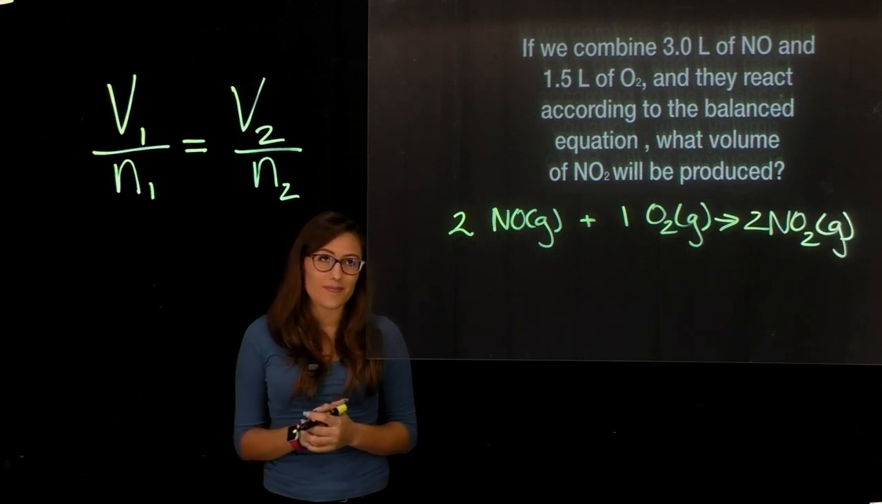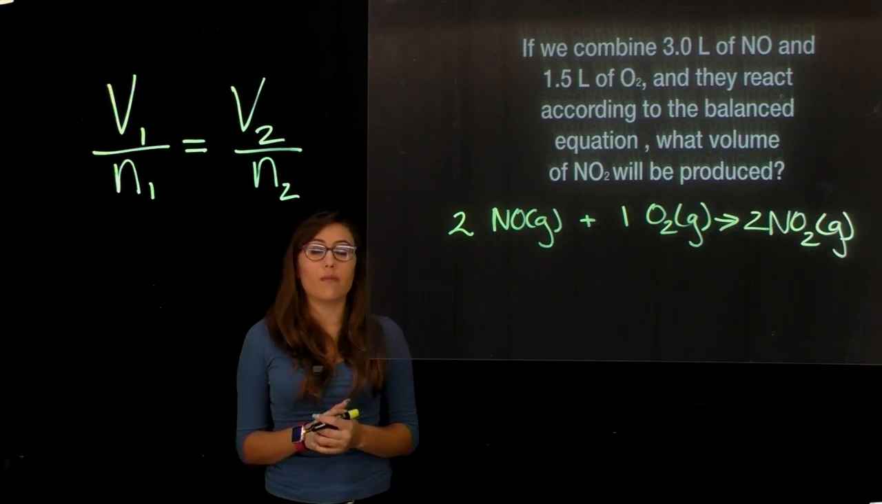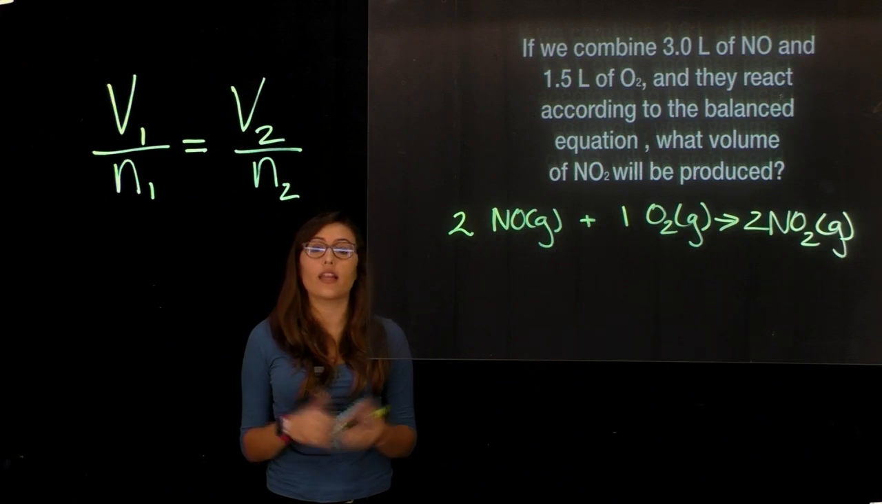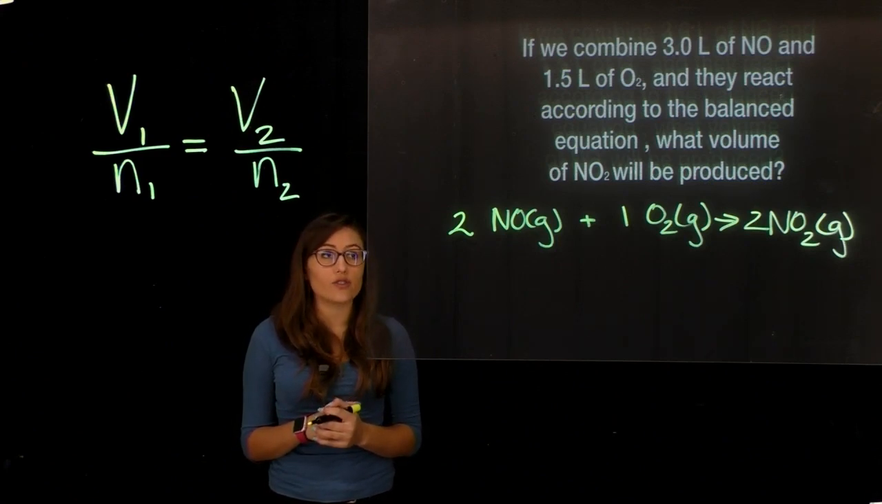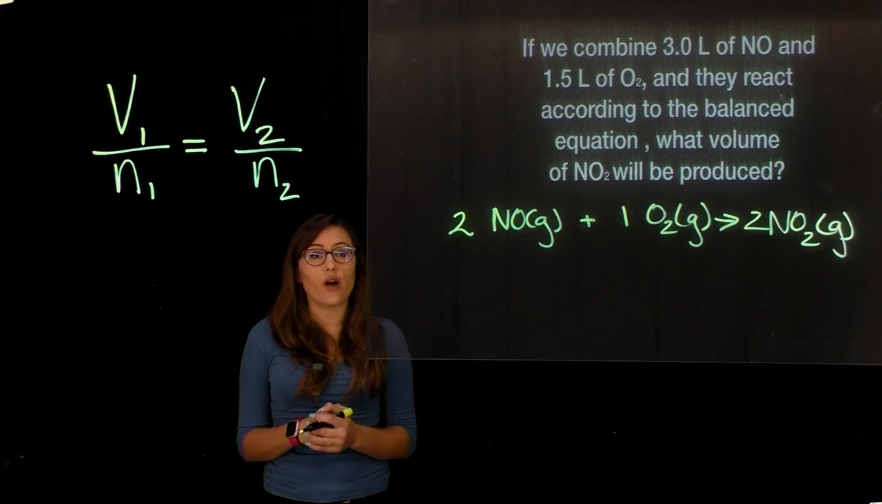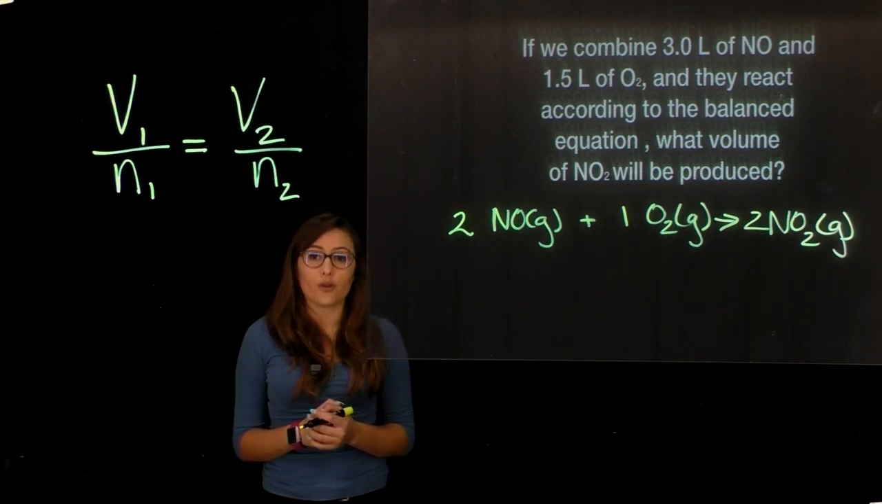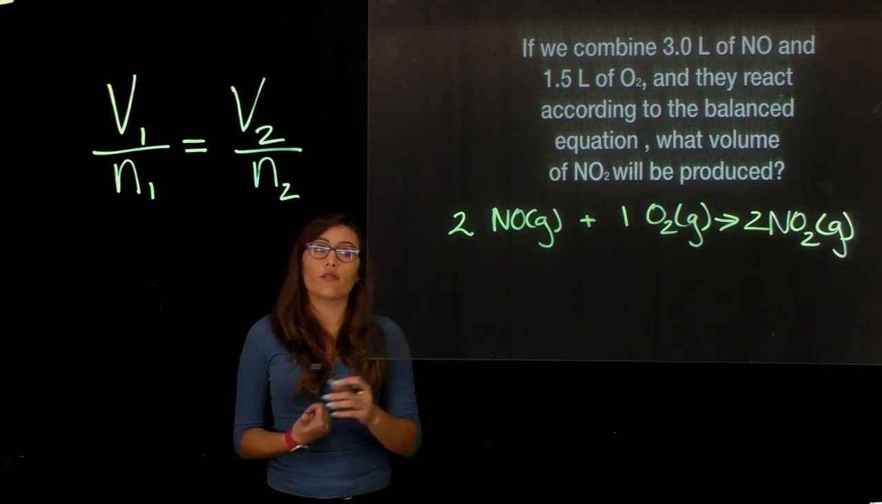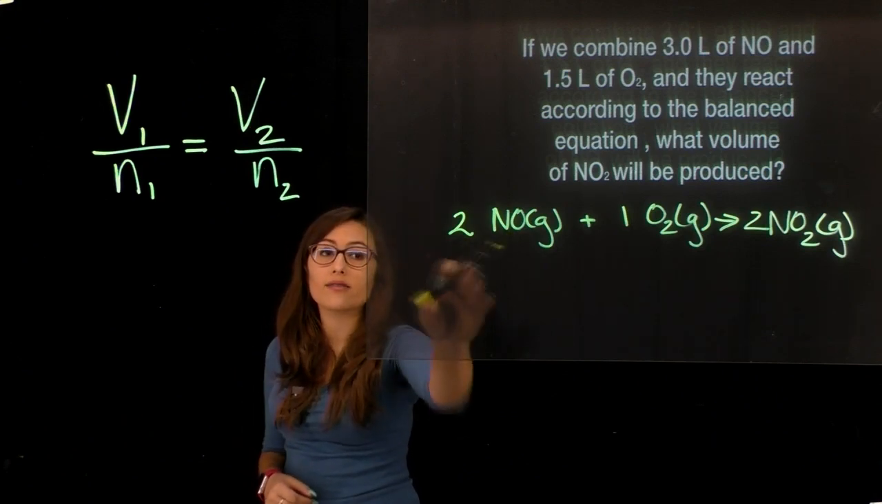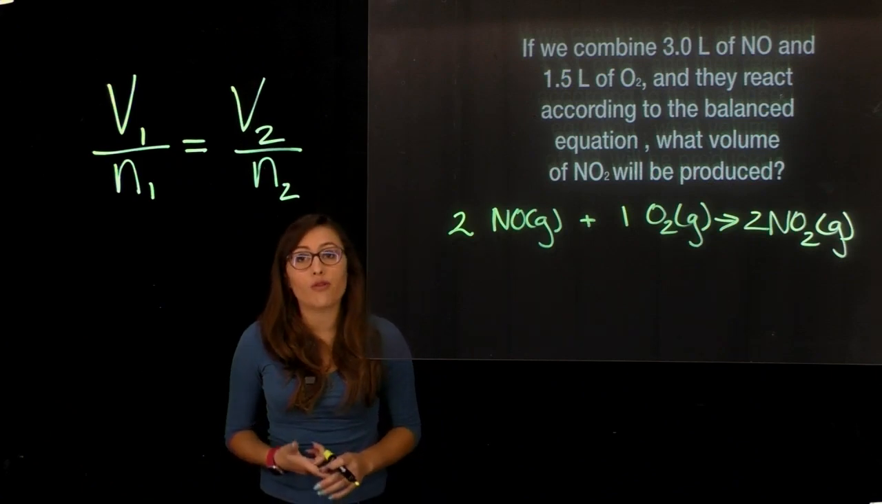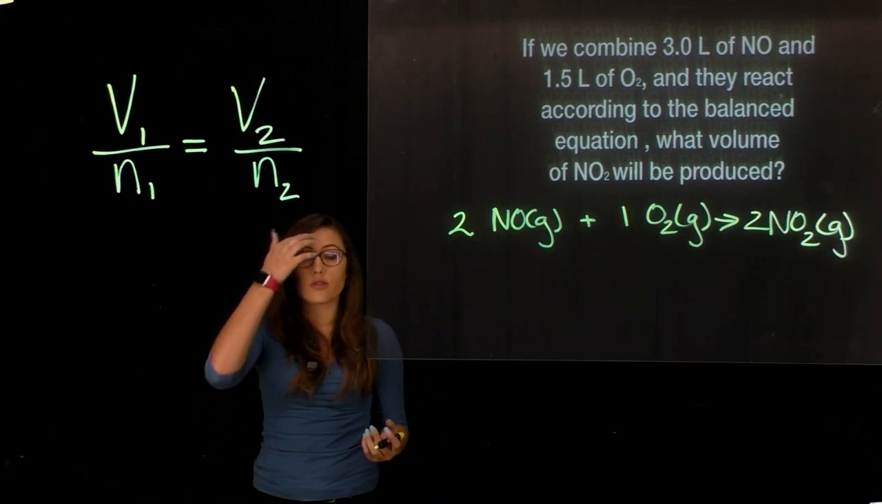Hello and welcome back. The following problem states: if we combine 3 liters of nitrogen monoxide and 1.5 liters of oxygen and they react according to the following balanced equation, what volume of nitrogen dioxide will be produced? Well, we are given volume, we're given a balanced equation, so we have the number of moles, so this is going to be Avogadro's Law.